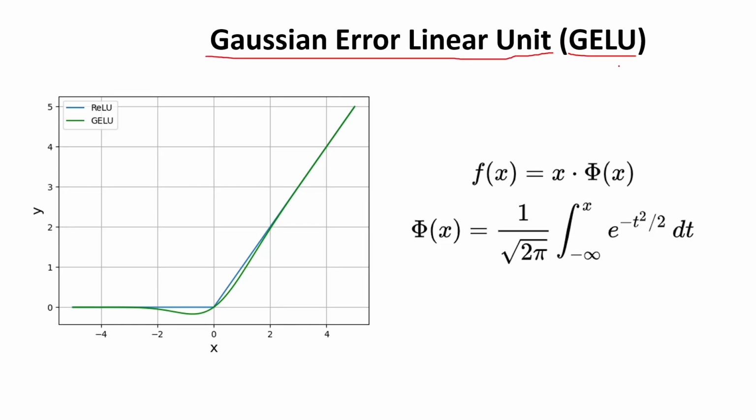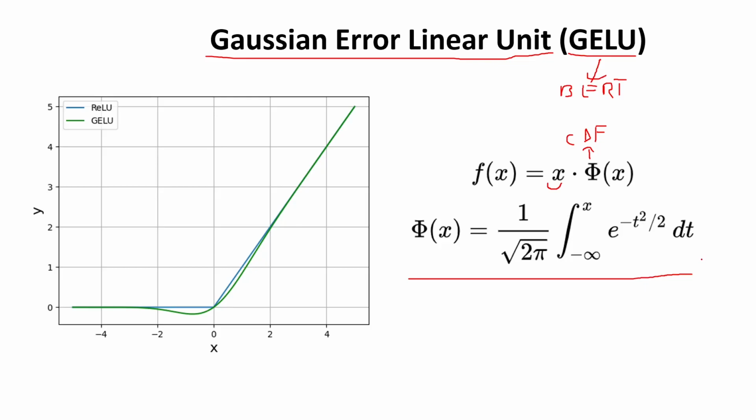The next ReLU variant that I would like to talk about is the Gaussian Error Linear Unit, or GELU for short. This one has been quite successful and it has been applied in models like BERT. And it is defined as the input value multiplied with what's known as the cumulative distribution function of the normal distribution, and we denote it with the symbol phi.